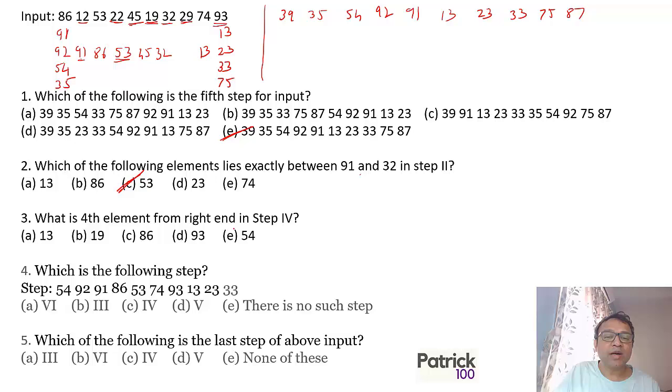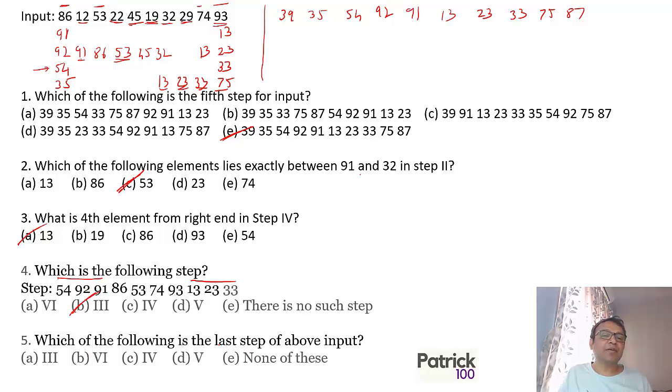What is the fourth element from the right in step 4? Step 4, fourth element from the right will be 13, because first will be 75, 33, 23, and then 13. A option. Which is the following step? Starting from 54 is the third step. So 54, 92, 91 in the first three, 30, 23, 13 last three, and the rest will be as it is arranged in the main. That is 86, 53, 74, and 93. So yes, step 3.